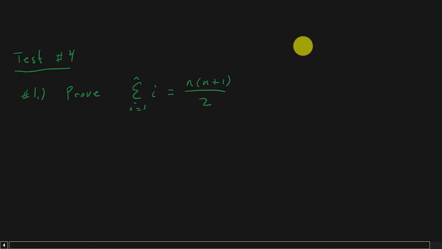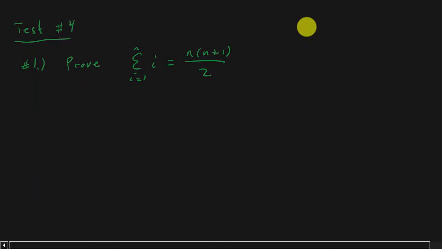All right. Test number 4. All right, so let's see what we can do with this problem. So this is a proof. We're doing proof by induction. So it says prove the following statement. All right. So we have to show that it's true for n equals 1, right? We got to show it's true for that.